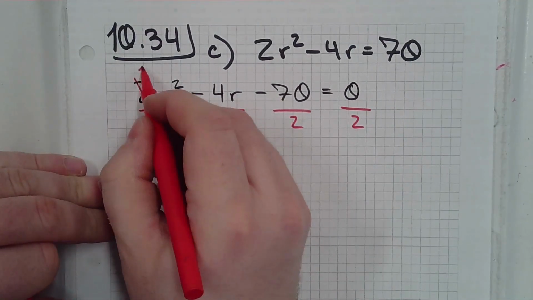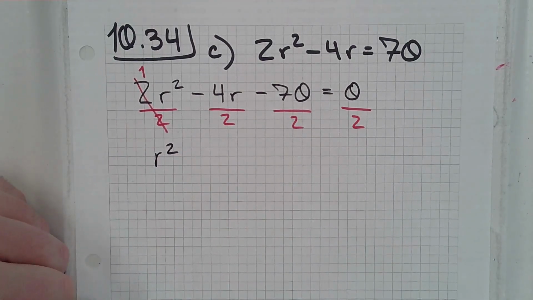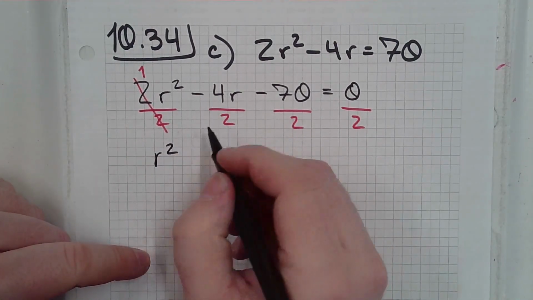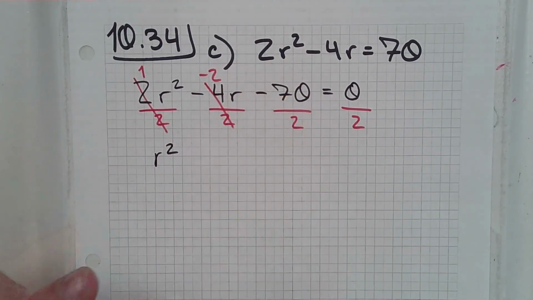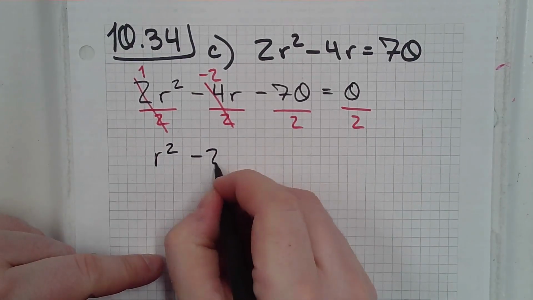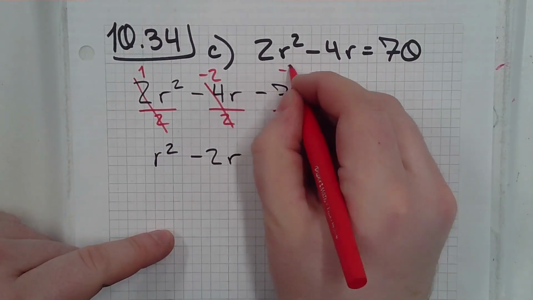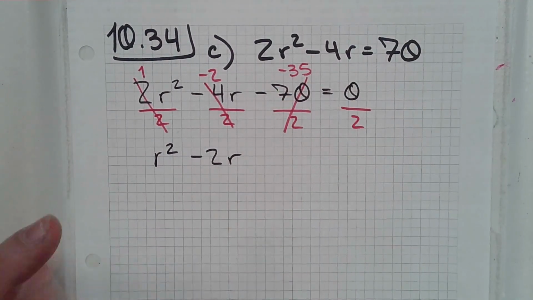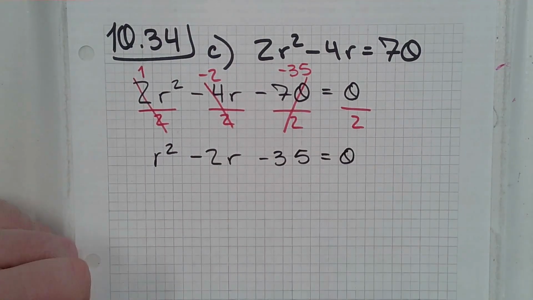So 2 divided by 2 is 1, so we get 1r squared. That's why we did it. It's much easier to work with. This divides nicely as well. Negative 4 divided by 2 is negative 2, so we get negative 2r here. And negative 70 divided by 2 is going to come out to negative 35, so we get minus 35. 0 divided by anything is just 0, so here we are.